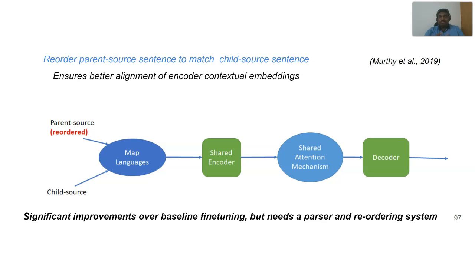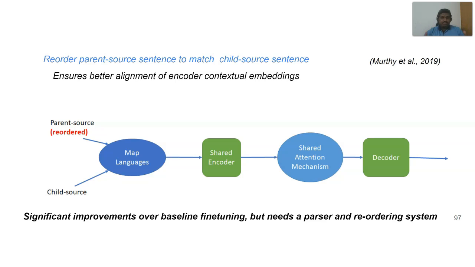Next, another approach is to say, what if we can do some pre-processing and reorder the words in the parent sentence to match the word order of the child's sentence? Now, if we can do this, then we can ensure a better alignment between the encoder's contextual embeddings. I'm talking about this in the setting of a many-to-one fine-tuning setup. That's one approach that has been found to be very effective.